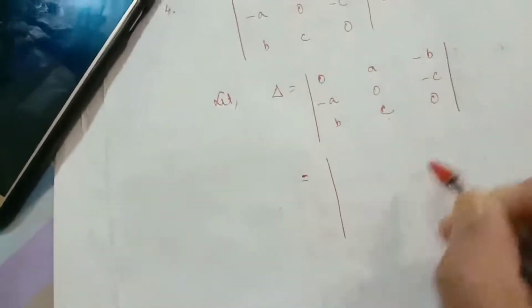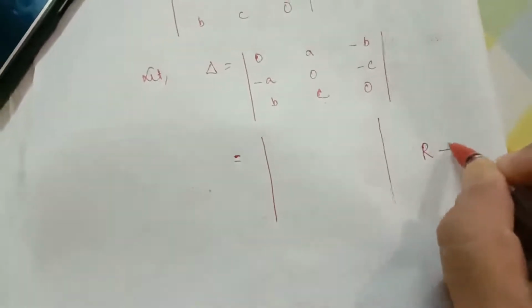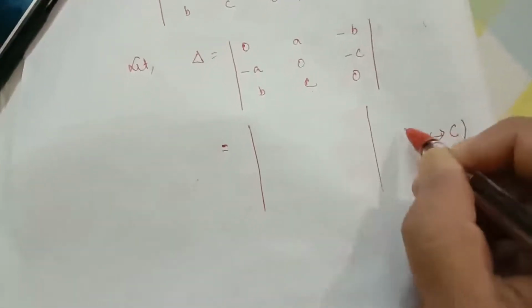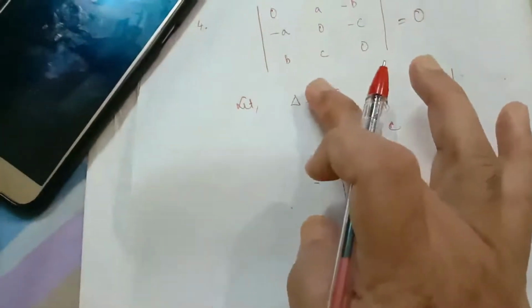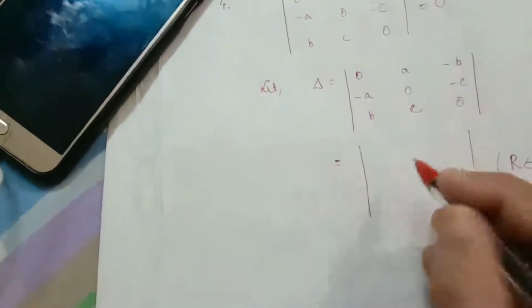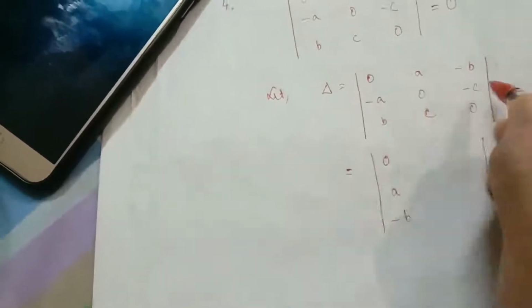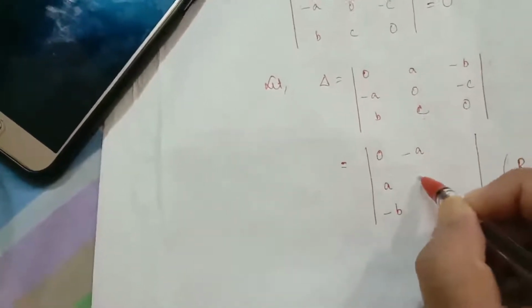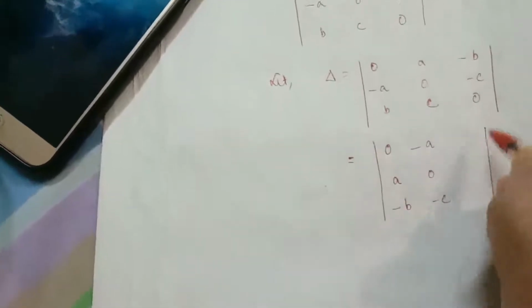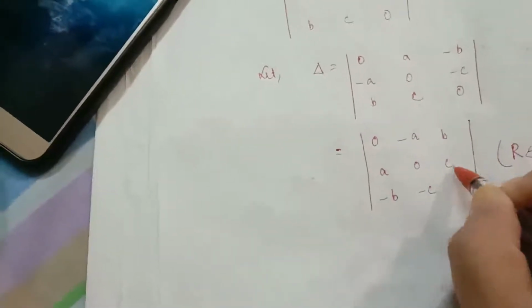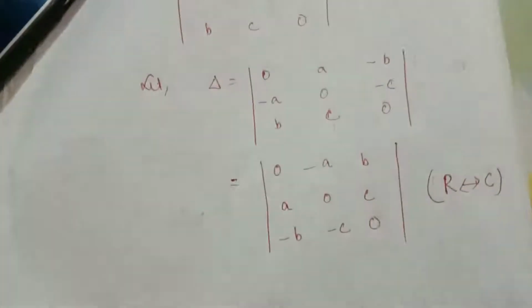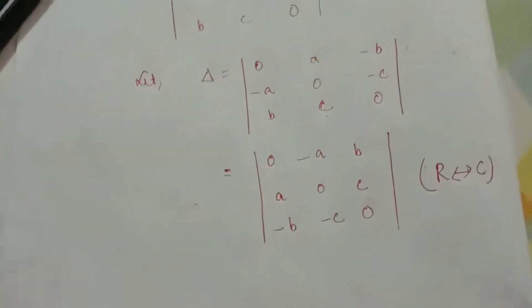First, let us interchange the rows and columns. This is property number 1. If we interchange the rows and columns, if we write the first row as first column, second row as second column, third row as third column, the value of the determinant remains unchanged.